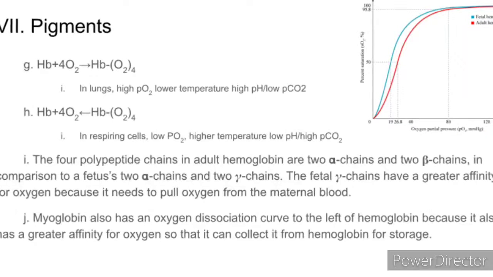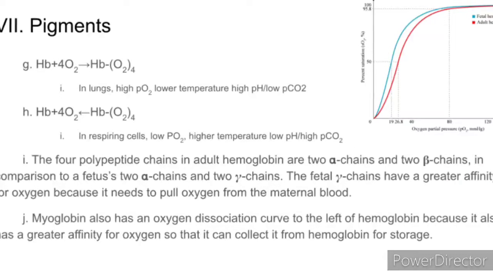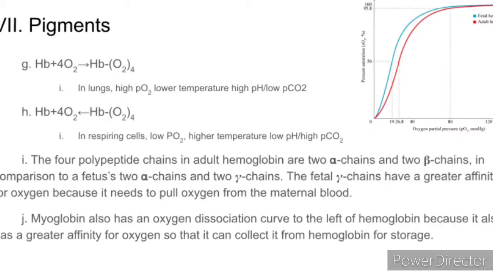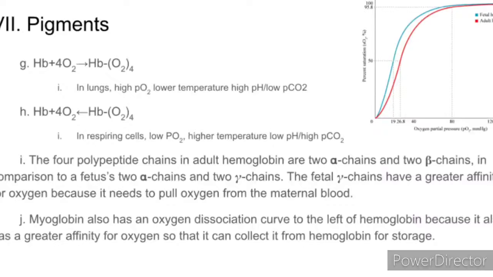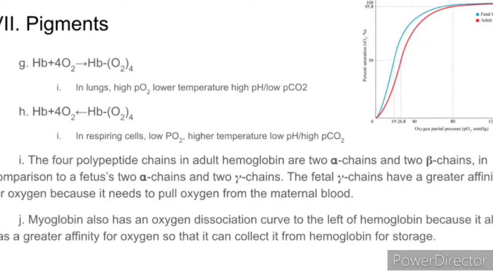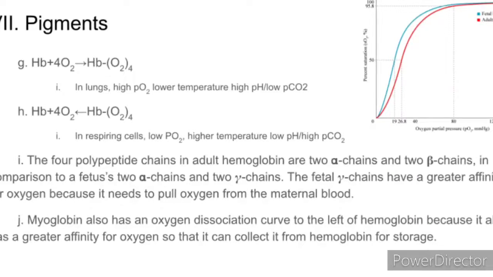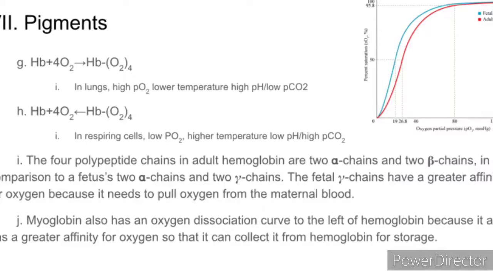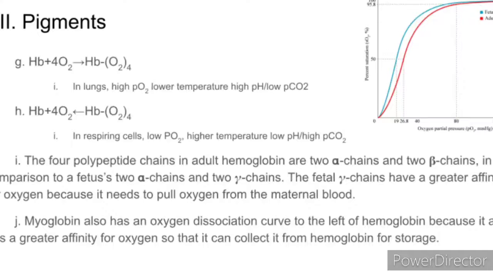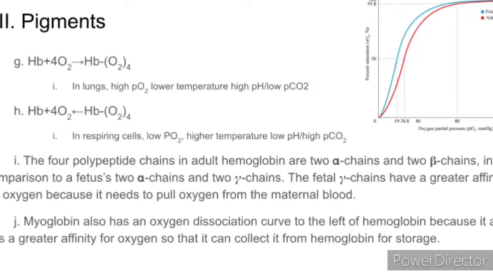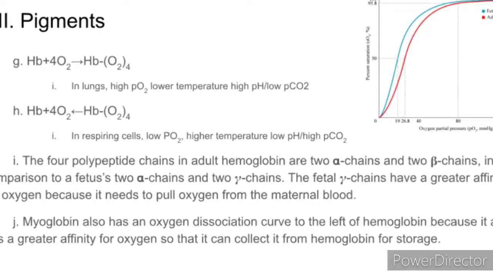And then myoglobin is also going to have an oxygen dissociation curve to the left of hemoglobin. It has to have a higher affinity for oxygen as well, so that it can actually take the oxygen from the hemoglobin and store it. Without this higher affinity, it wouldn't be able to store it and actually take the oxygen from the hemoglobin. So the myoglobin would just be useless.